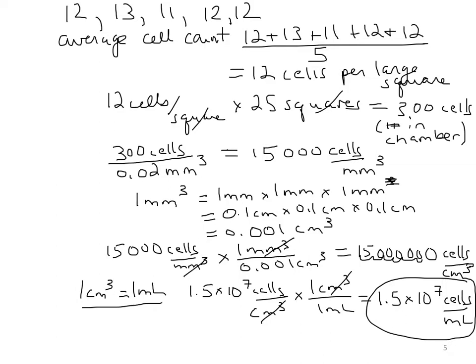Okay, so that's the concentration that was in the solution that I was measuring. If I had 10 mL in that solution, I could then multiply 1.5 times 10 to the 7 cells per mL times 10 mL, and I would know exactly how many cells I had in the total sample. That's how to use a Petroff-Hausser chamber.